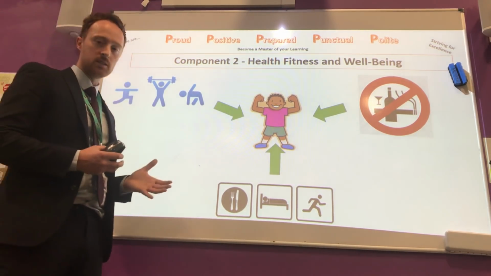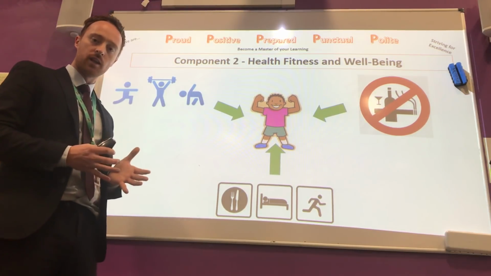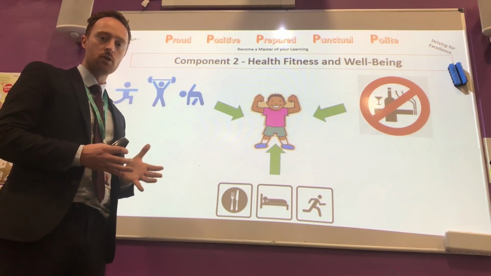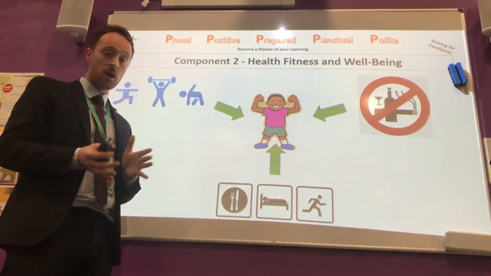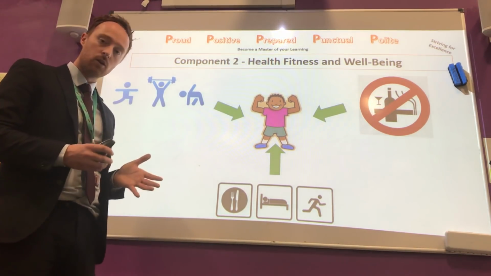As you go through the presentation, if there are any bits that are underlined, please make a note of them on your note sheet. And if at any point you're a little bit stuck, just pause the video, rewind it, and just go and have a little look back.